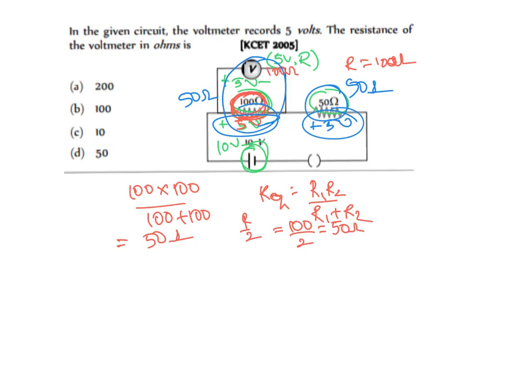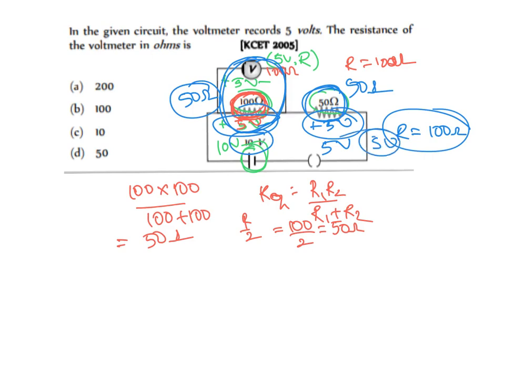So that's the reason why R is going to be 100 ohm. If R is 100 ohm, the equivalent resistance is going to be 50 ohm. So this 50 ohm equally shares, or they take equal parts of, the 10 volt. It is 5 volt as well as 5 volt. So that's the reason why this voltmeter reads 5 volt as the reading.